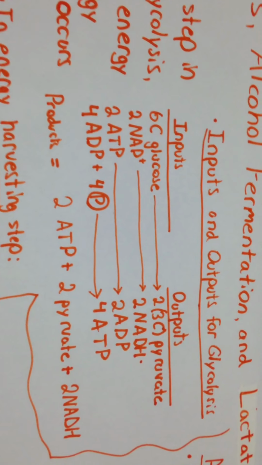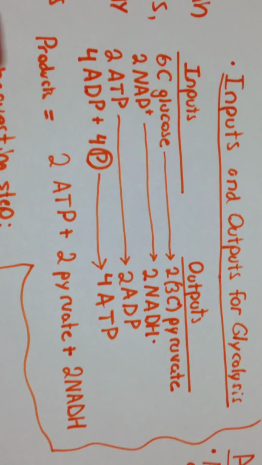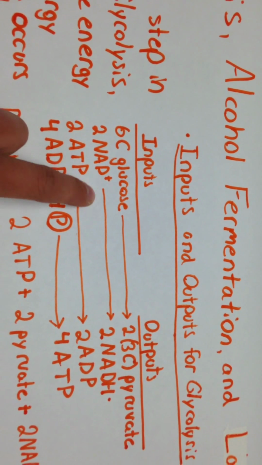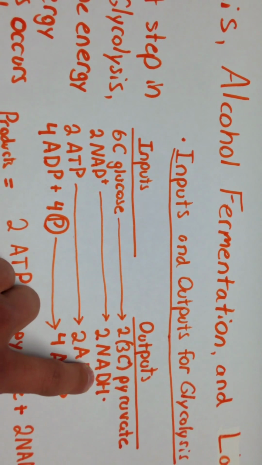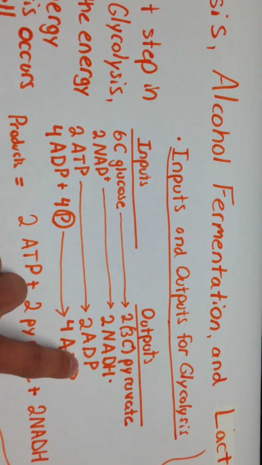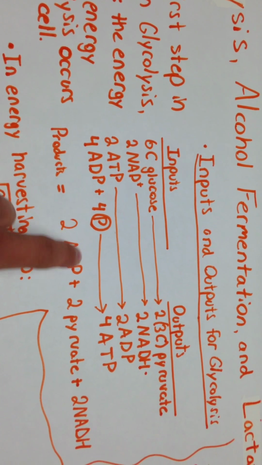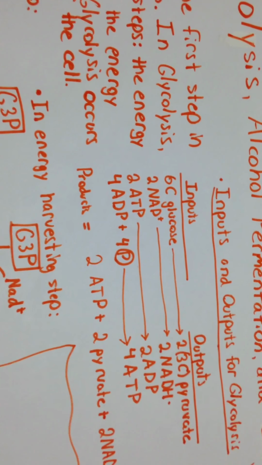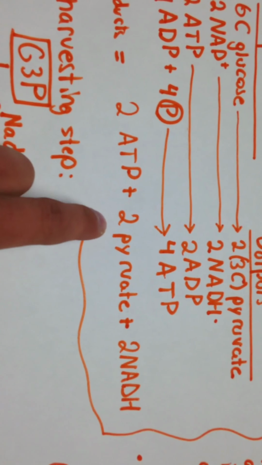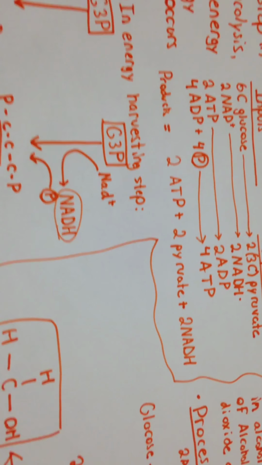And this is kind of just a breakdown of it. It's all the inputs and outputs for glycolysis. You get the glucose, and it breaks down to pyruvate. The 2 NAD that we add becomes 2 NADH. Then the 2 ATP becomes 2 ADP. And then the 4 ADP with the 4 phosphate groups becomes 4 ATP. So basically the products, as said earlier, are 2 ATP, 2 pyruvate, and 2 NADH molecules.